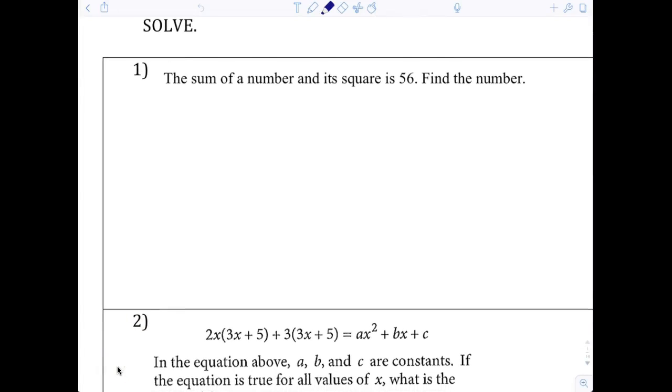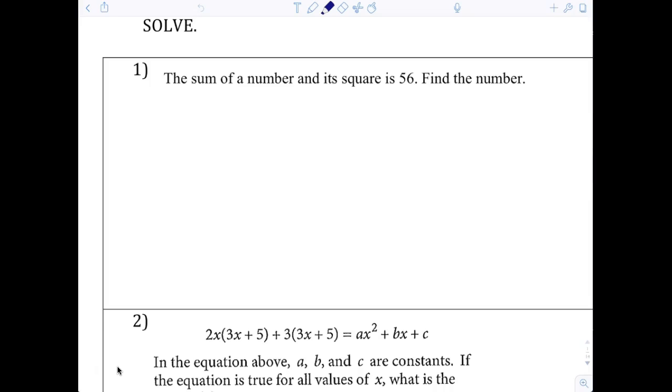First and foremost, it says the sum of a number and its square is 56. So how do I write that? How do I write the sum of a number and its square? X squared plus X. That's exactly correct. Equals 56, right?